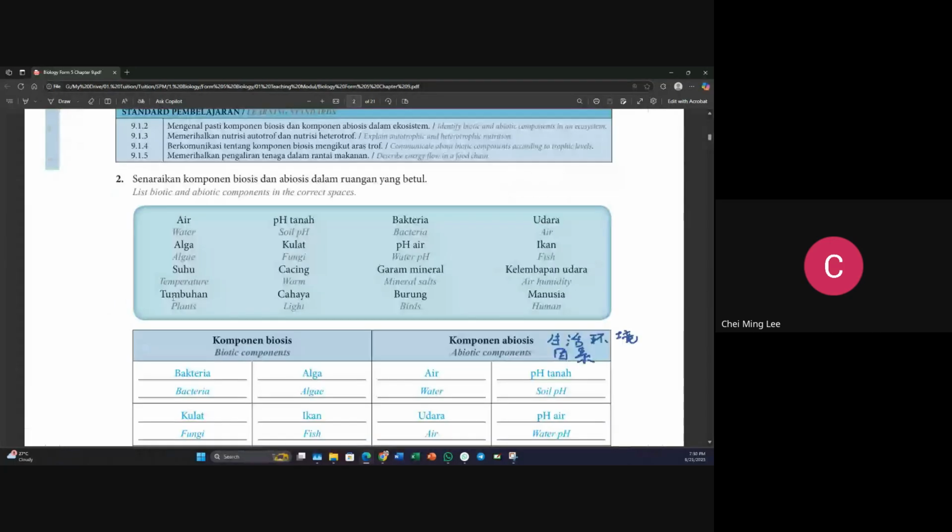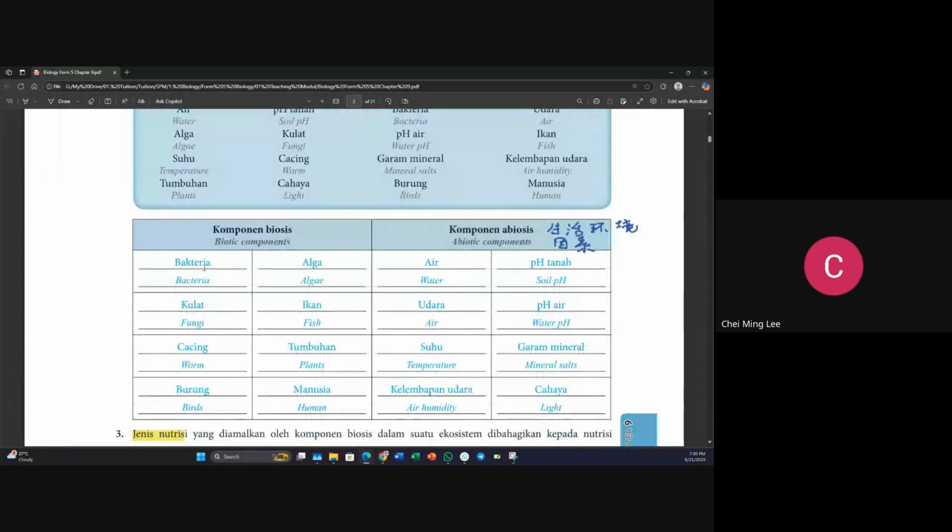Let's see the biotic and abiotic components. Biotic components are those organisms: we have bacteria, algae, fungi, fish, worms, plants, birds, and humans. This one is easy. Abiotic is the one that you need to remember: water, soil pH, air, water pH, surrounding temperature, concentration of mineral salt, humidity of air, and also the intensity of light. These are the abiotic components that will affect the ecosystem.